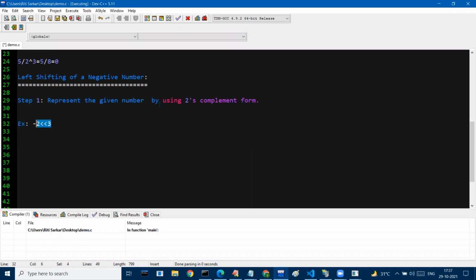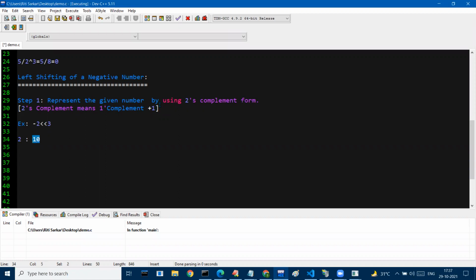Now the question that may arise is, what about the 2's complement? 2's complement means 1's complement plus 1. That is called 2's complement. So what are we going to do here with -2? Forget about -2 for now. First think about how you represent 2. Yes, 2 is 1, 0.